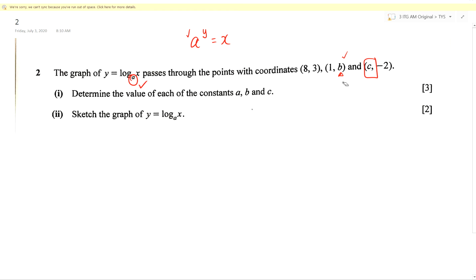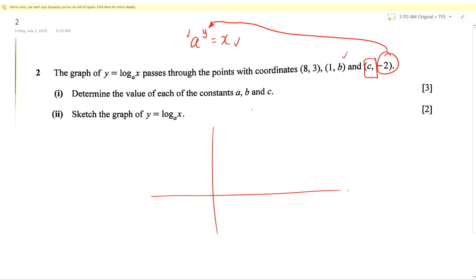We want to find c, which is an x value. You put in the y value over here, and you can find x. That is the plan. Carry it out. Next, sketch the graph of y equals log a x. So this one, either you memorize or you start to plot some values. Okay, and you will see that it looks like this. It doesn't touch the y-axis. Then you must always show the intercept. You can figure out what this is.